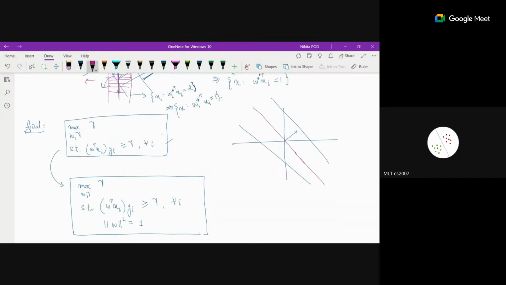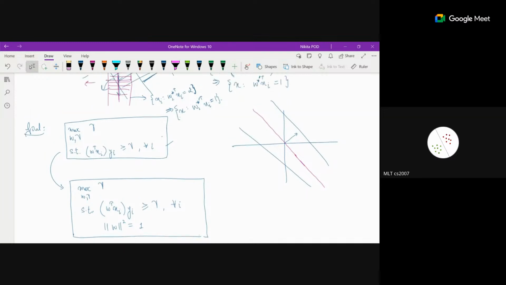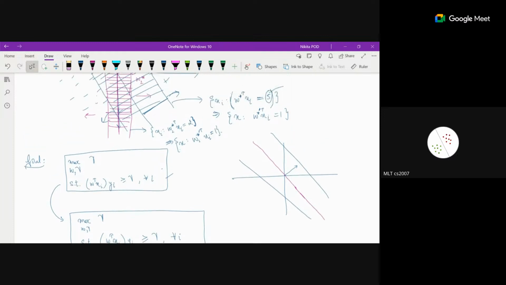So if we restrict the length of W to be 1, then the margin would also be fixed, right? Once we know the length of W, my margin also fixes. So instead of fixing the length of W to be 1, we can now fix the margin. So instead of saying restrict the length of W to be 1, we can restrict the margin to be 1.